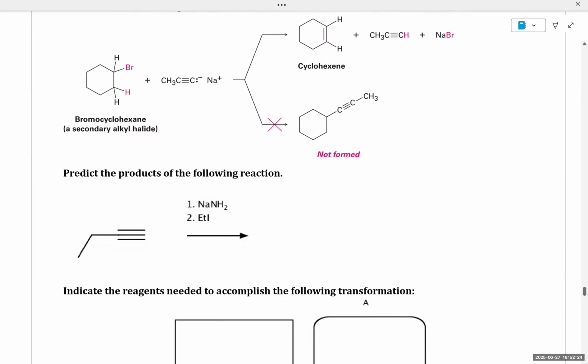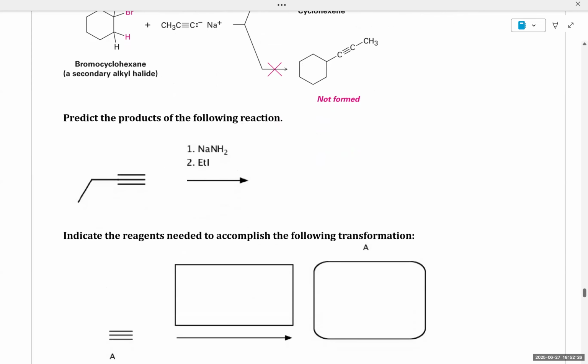So let's make sure that we understand this limitation and when we can apply alkylation of acetylide ions. I'd like you to predict the product of the following reaction. So we take this alkyne, we treat it with sodium amide and then ethyl iodide, which for reference looks like this.